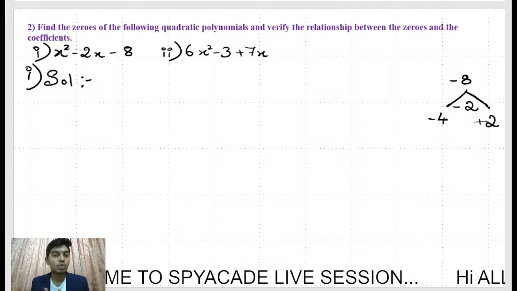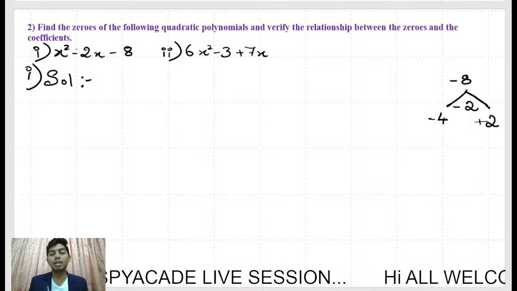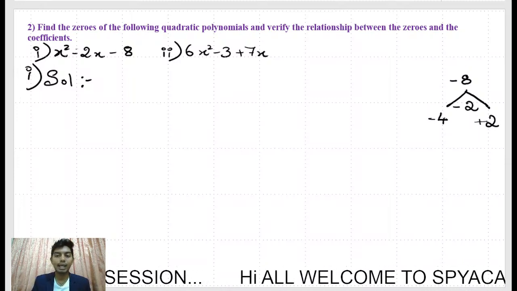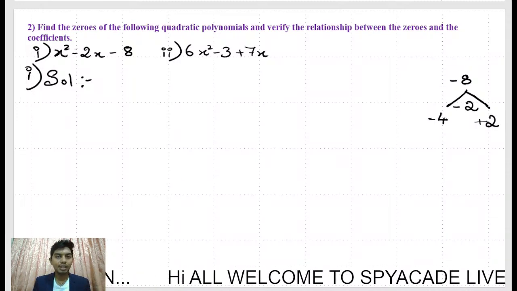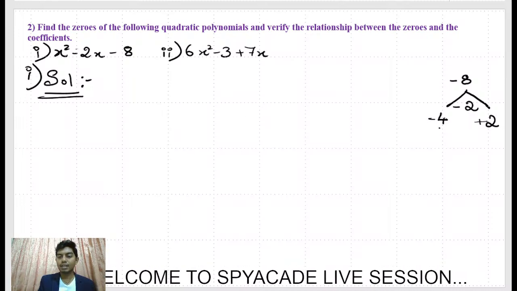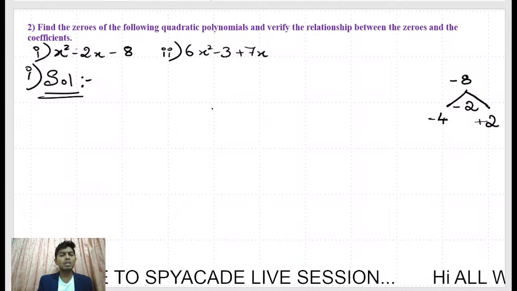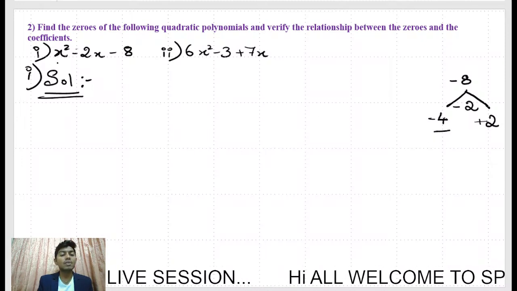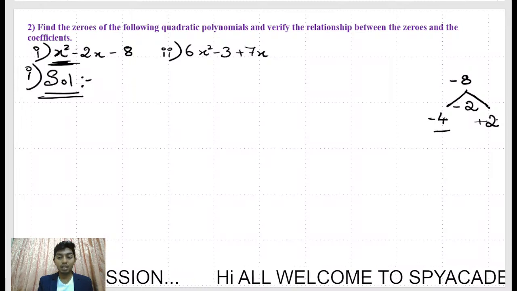When you add these two numbers, minus 4 and 2, you get minus 2, and when you multiply minus 4 and plus 2, you get minus 8. Is that clear? Yes. So now we are just going to write the answer. So minus 4 and 2. In such a case we will be dividing this by the coefficient of x square. So what is the coefficient of x square here? 1.